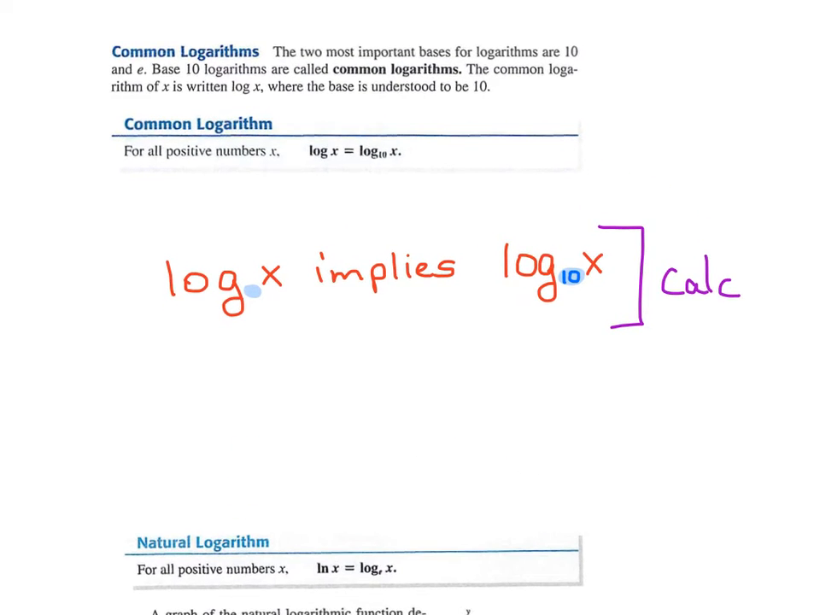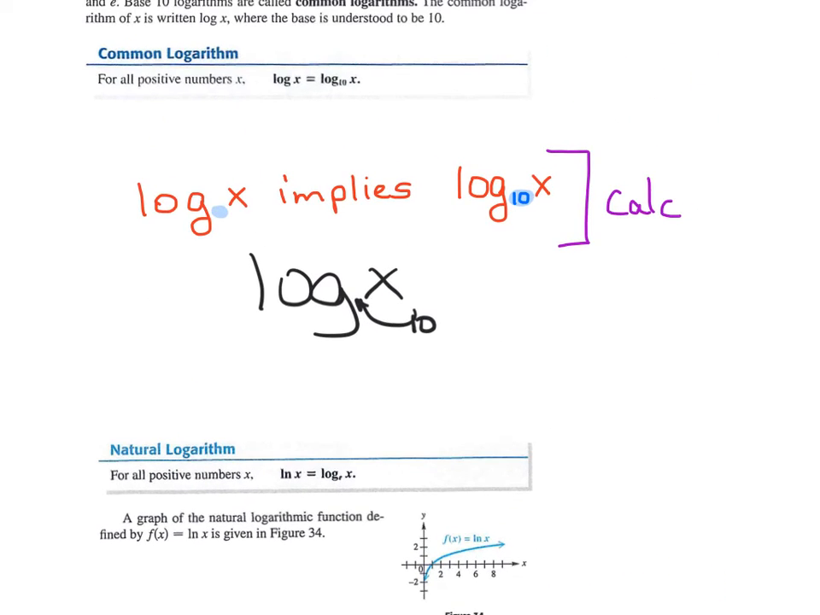So this one, remember, whenever you see the word log and there's not a base written in here, you're assuming, or it implies, that the base of this log is a 10. And we've already talked about this. Whenever you touch the log button on your calculator, it's always calculating it in base 10.